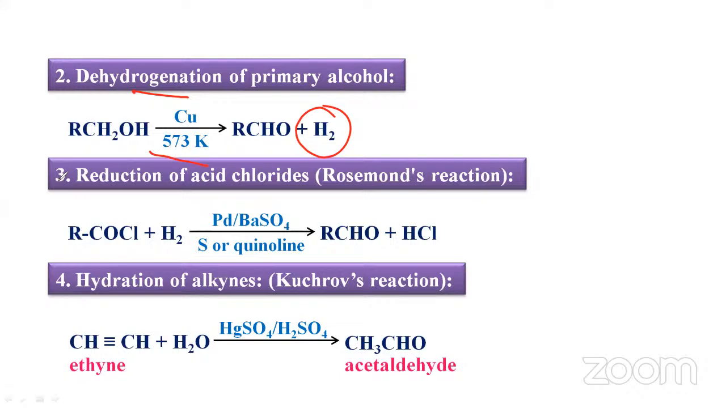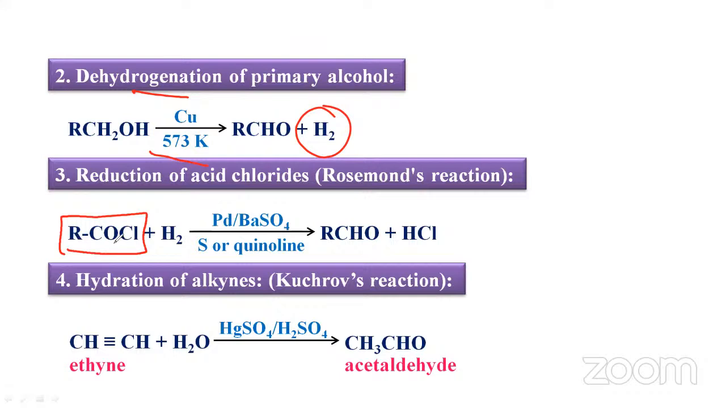So what are you doing? You are doing reduction on what? Acid chlorides. Okay, you are doing reduction of acid chlorides. So which is the acid chloride here? This is the acid. So what is acid chloride? How do you represent it? It is like this: RCOCl.